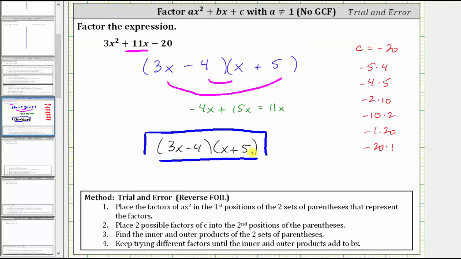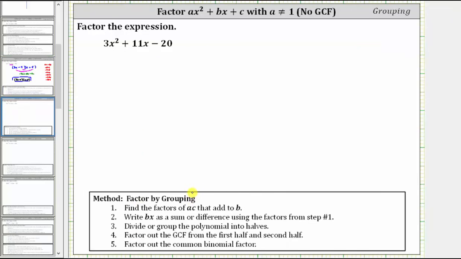Now to compare, we will factor the same trinomial using the method of factor by grouping. The first step in the method of factor by grouping is to find the factors of a times c that add to b, where for our trinomial a is equal to 3, b is equal to 11, and c is equal to negative 20. So ac is equal to 3 times negative 20, which is equal to negative 60. We need to find the factors of negative 60 that add to b, and b is equal to 11.